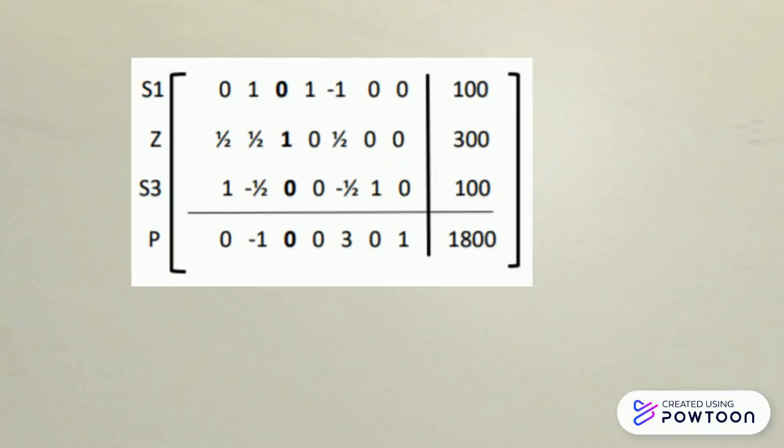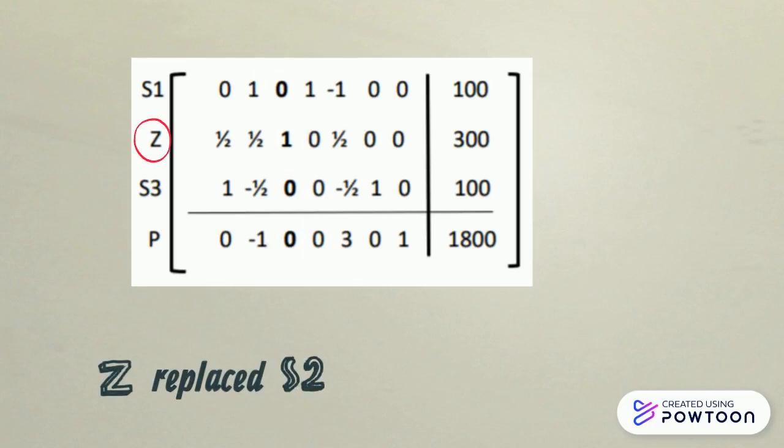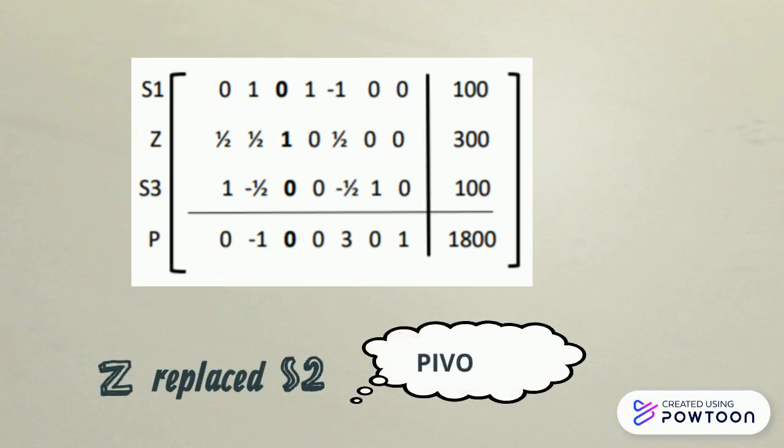After all the numbers in the pivot column become 0, except for the pivot element which is 1, variable z is going to replace s2 as the basic variable in the second row. This is what we call pivoting.